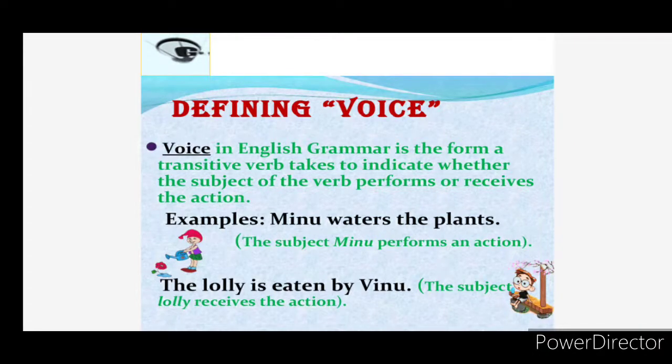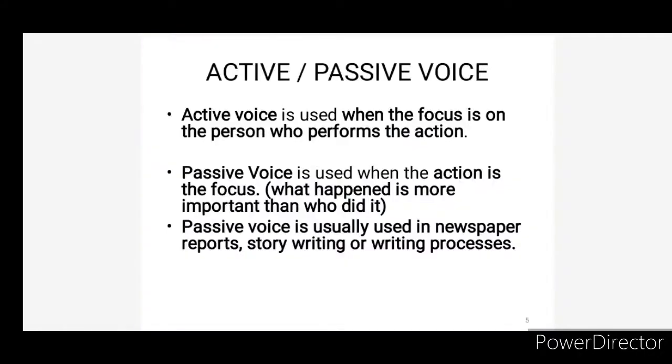So let's understand what voice is. Voice in English grammar is the form a transitive verb takes to indicate whether the subject of the verb performs or receives the action. For example, Meenu waters the plants. Here, the subject Meenu performs an action of watering the plants. The lolly is eaten by Veenu. Here, the subject lolly receives the action. So this we need to understand while studying active and passive voice, that who is performing and who is receiving the action.